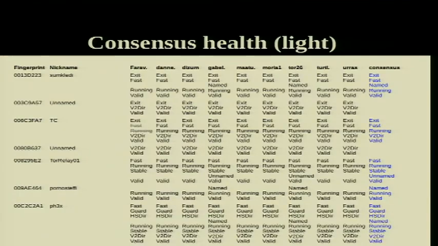Okay, so we've got some other tools in the metrics database. Consensus Health gives you a sense of which directory authorities voted in what way for which relays, so we can start debugging things when votes go wrong.